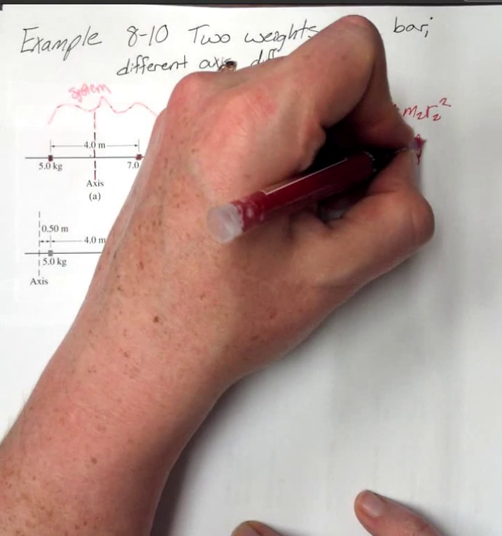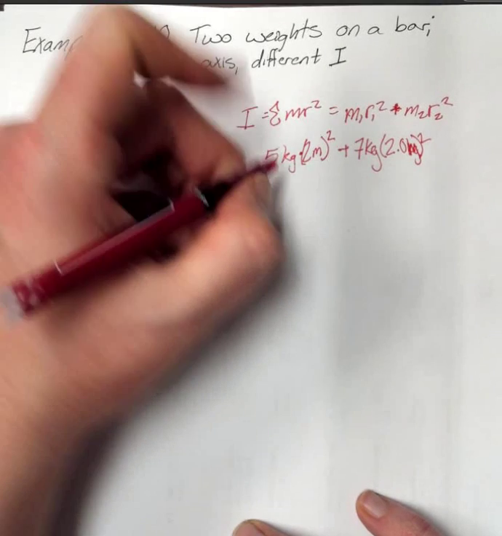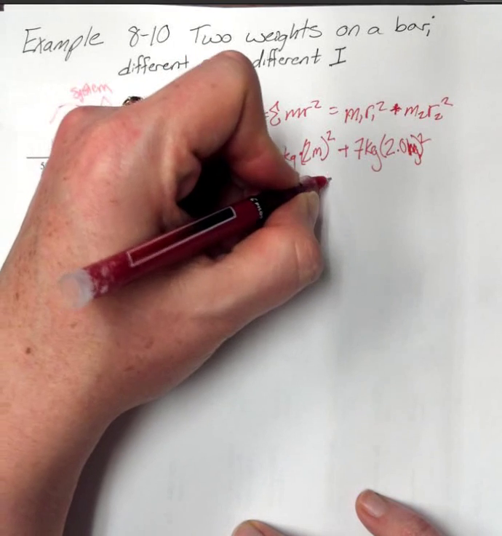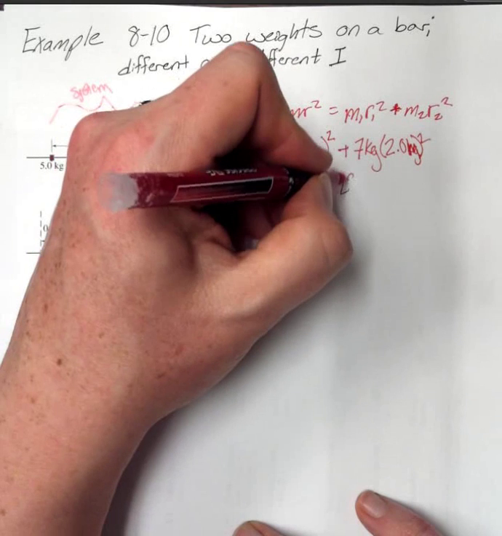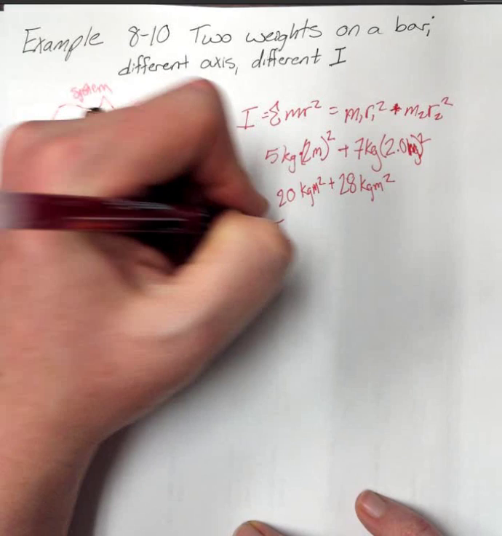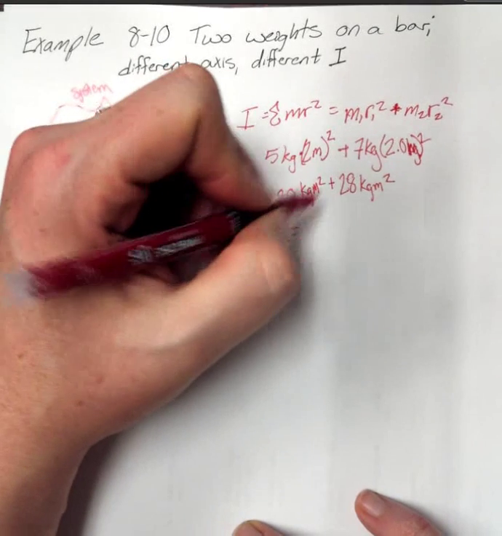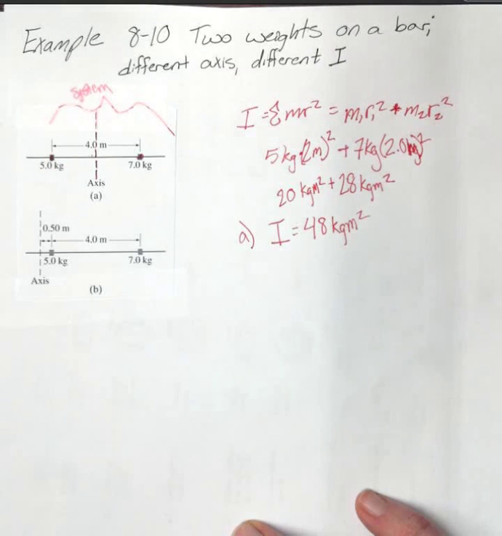So here we have 5 times 4 is 20 kilogram meters squared, plus 7 times 4 is 28 kilogram meters squared. So the inertia for situation A, moment of inertia, is 20 and 28, or 48 kilogram meters squared. Hope I did my math right there.